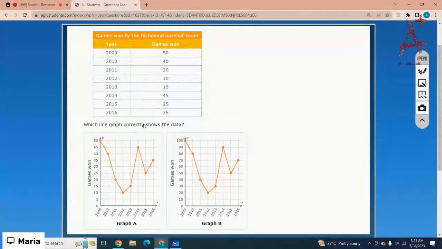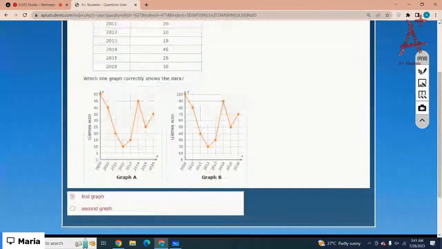Graph A is the correct one. You can see here, for 2009, that would be 100. So that means Graph A is the correct option. The first graph is the correct option.